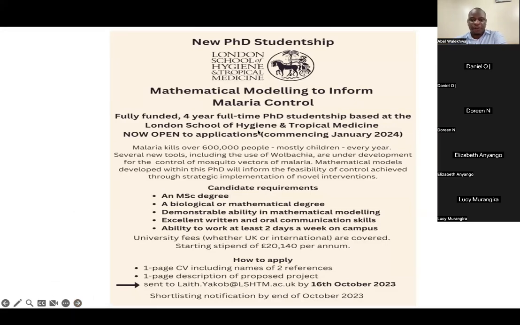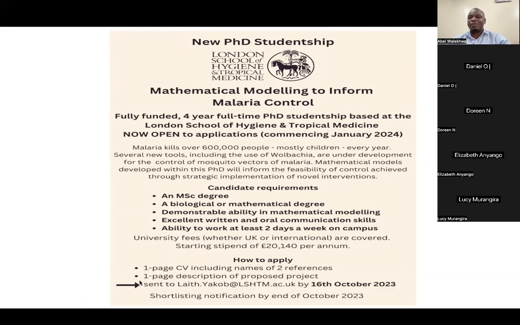And it is for 4 years. Now, they have made it very clear on one page the person they are looking for, and they've put in bold what they are looking for. But interestingly, what captured my attention was how to apply.